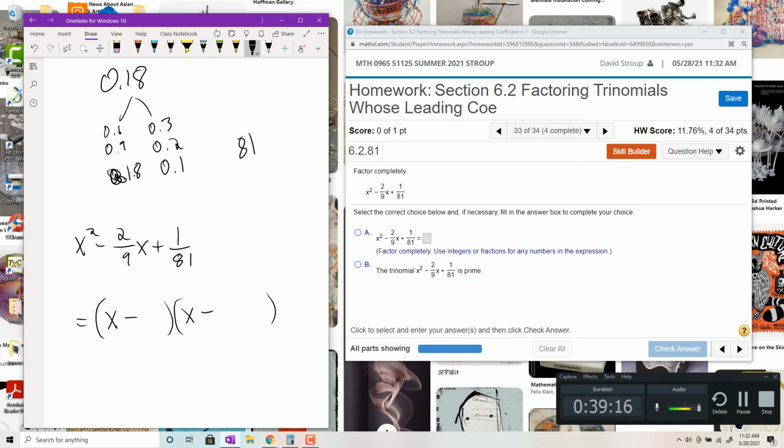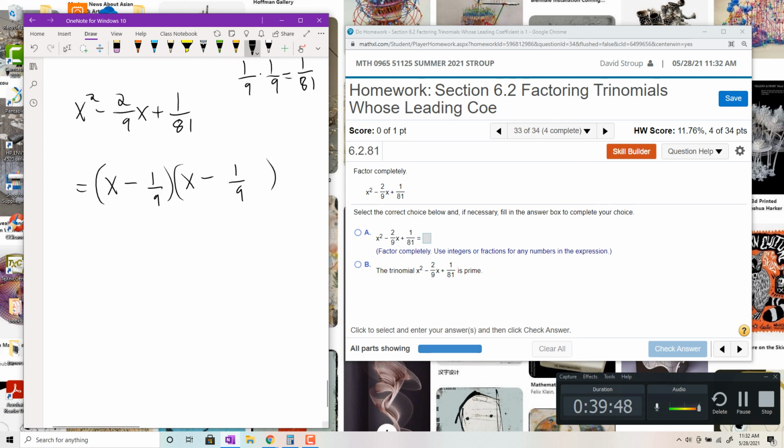So you got to become hopefully really familiar with the perfect squares, like 2 times 2 is 4, 3 times 3 is 9, 4 times 4 is 16, 5 times 5, 25, 6 times 6 is 36, 7 times 7, 49, 8 times 8, 64, 9 times 9, 81. So 1/9 times 1/9 will give you 1/81 for the last term that you need in your FOIL. Right? So let's FOIL this out and make sure it works.